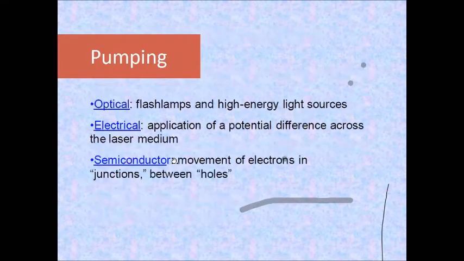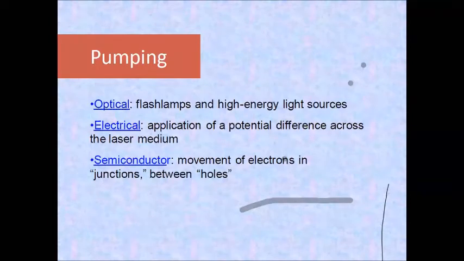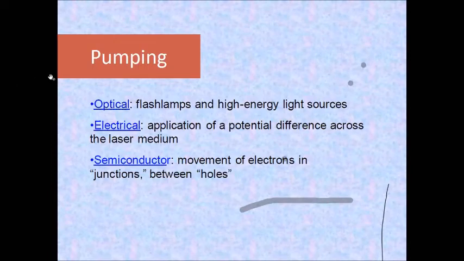It can be obtained optically by allowing high energy light to fall on the atoms, or electrically, that is by applying a potential difference across the laser medium, or in the case of a semiconductor, by making electrons move across the junction. So in this way we can produce population inversion. These are the processes of pumping.